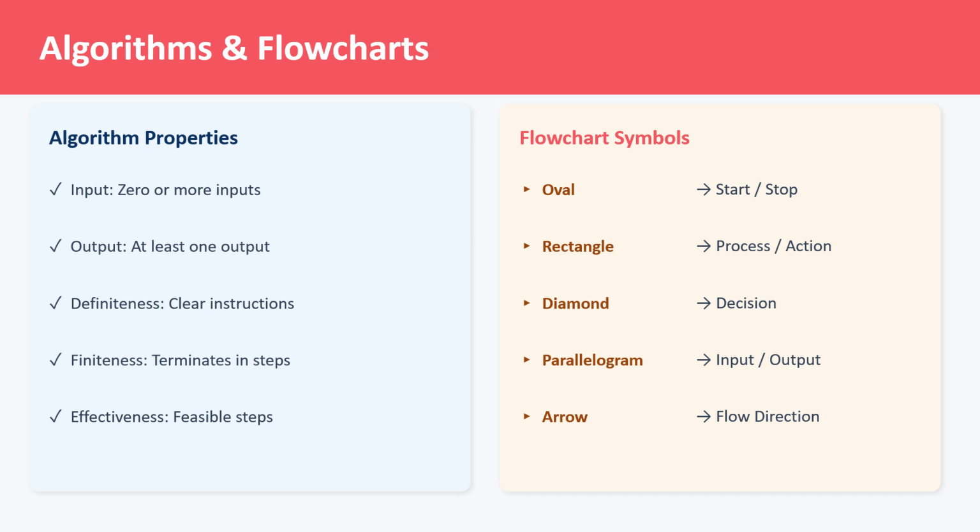Now we see the flowchart. A flowchart is a visual diagram of an algorithm. We use an oval shape for start and stop, a rectangle for process steps, a diamond for decision points, and the parallelogram for input and output. Arrows show the direction of flow between steps.